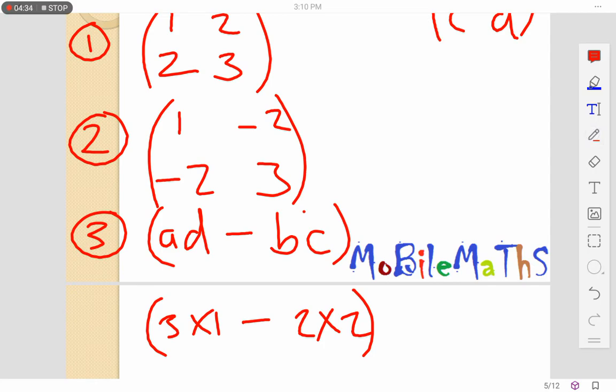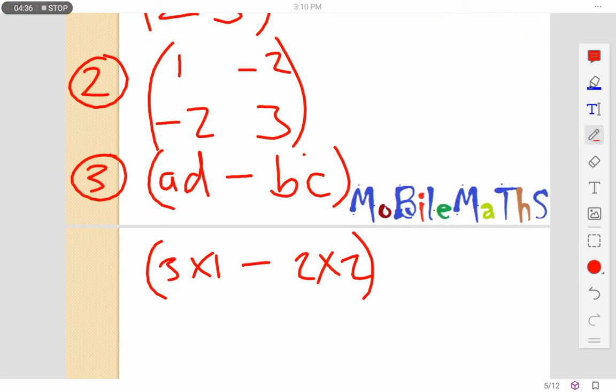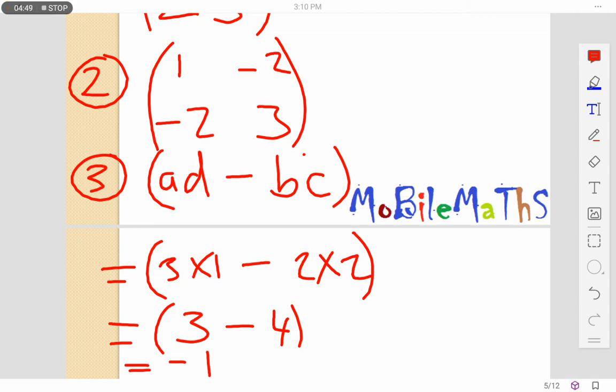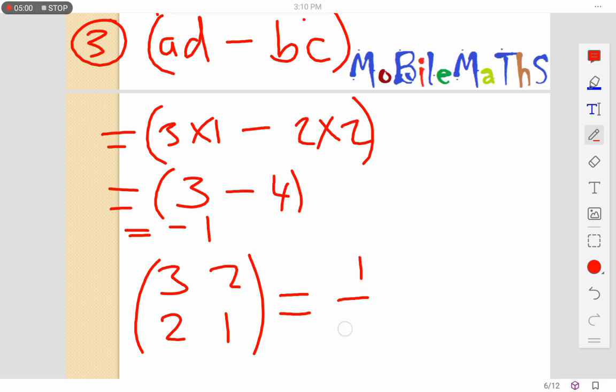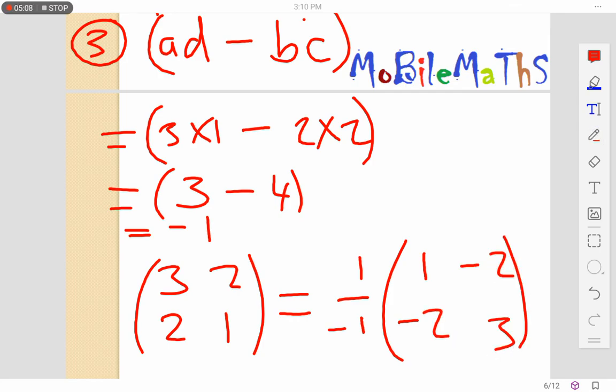So at the end of the day, our determinant becomes 3 minus 4, and we'll get -1. So our determinant is -1. So overall, we can write that for the matrix 3, 2, 2, 1, its inverse is 1 over minus 1 multiplied by 1, minus 2, minus 2, 3, like that. Okay, so that's the inverse of our matrix.